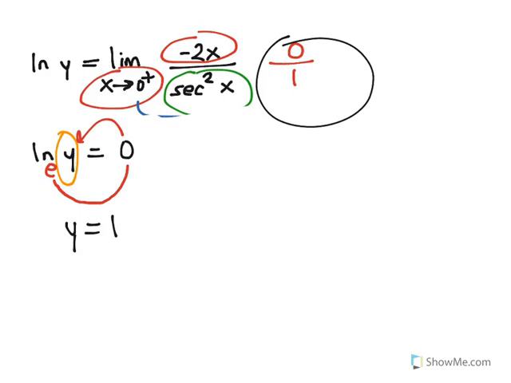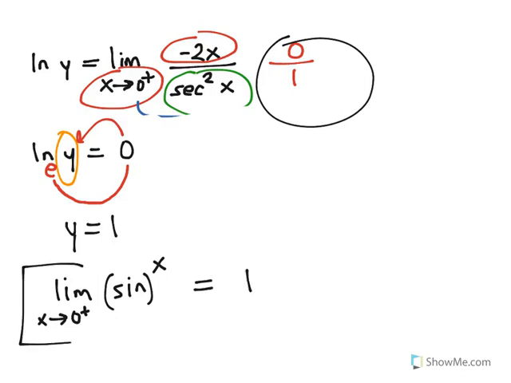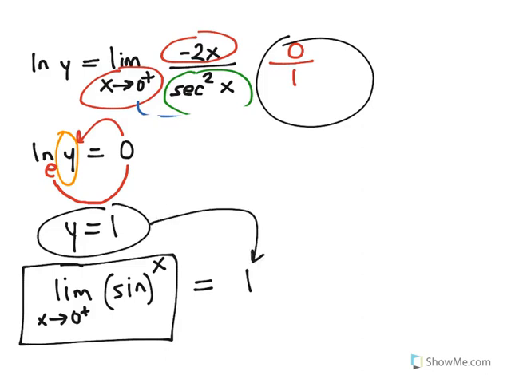And what is y? Y is the limit that we were after. So the limit that we were after is equal to 1. So the original problem was the limit of sine x to the x as x approaches 0 from the right. That's going to be equal to 1. Because we assumed that this limit was y, and we just found out that y is equal to 1.